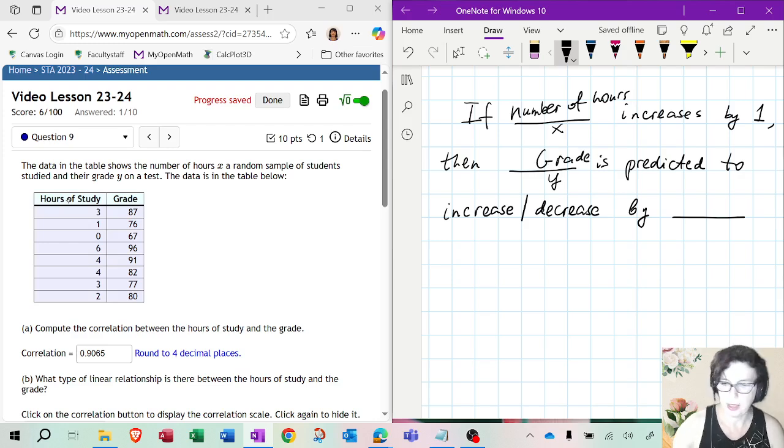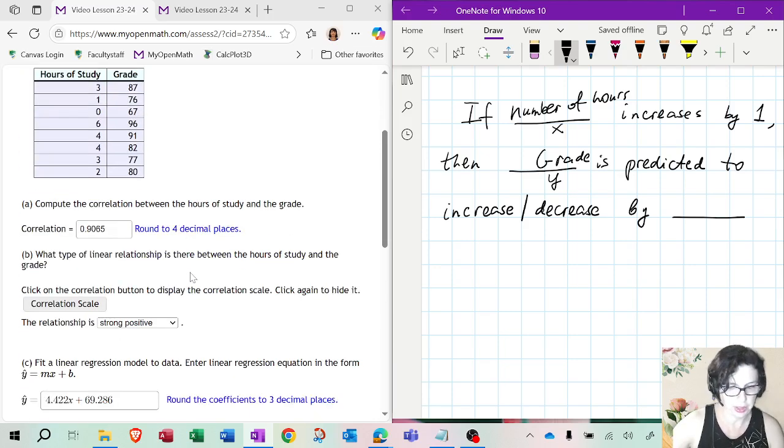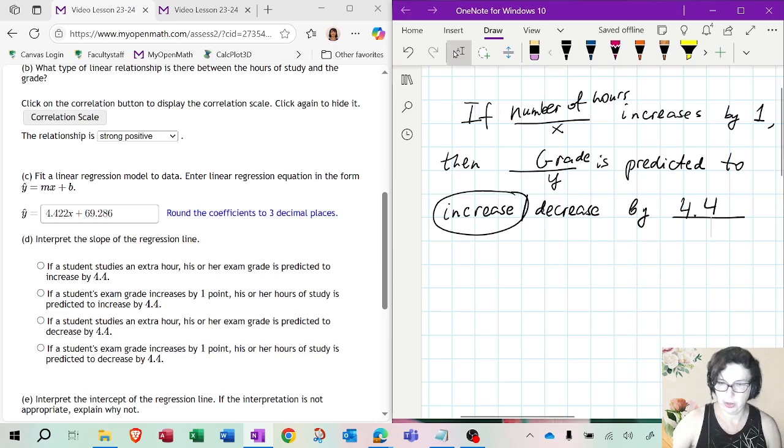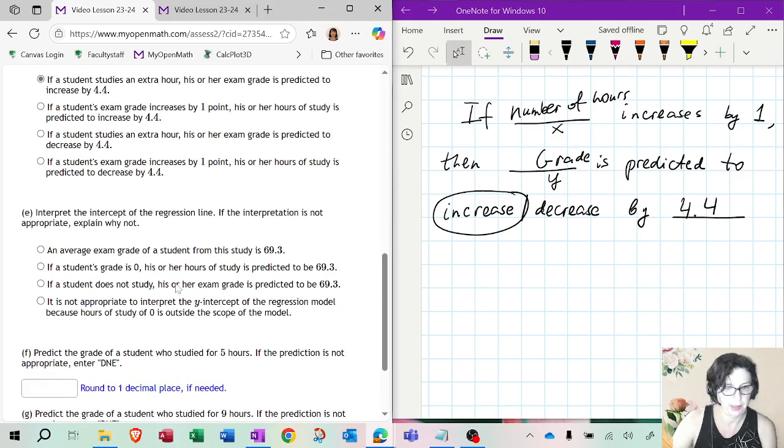Now, to decide whether it's going to be increase or decrease, you can see the correlation or the slope. They always have the same sign. So both the correlation and the slope, 4.4, they're both positive. So this is going to say increase, and then this should be 4.4 here. Okay, so it will say if a student studies 1 extra hour, the grade is predicted to increase by 4.4. So that would be the correct answer.